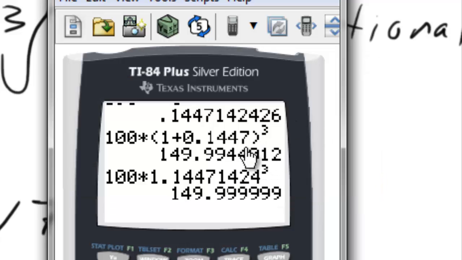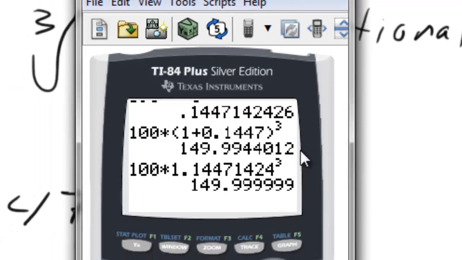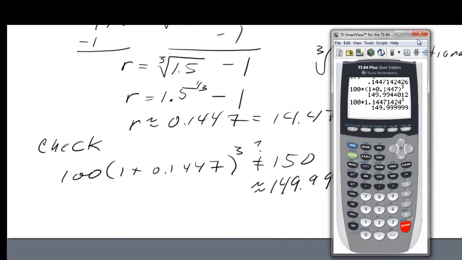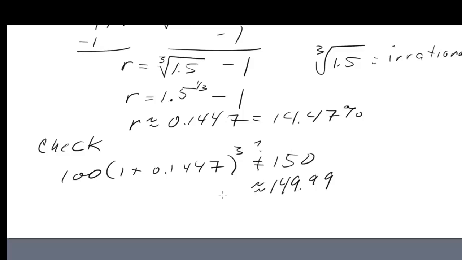Point is that the bank here would round this off and you would get your $150. And that, ladies and gentlemen, boys and girls, is how we calculate a compound annual growth rate.